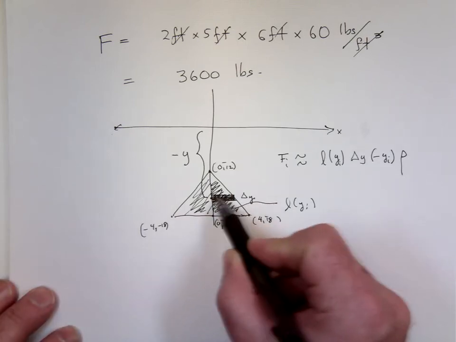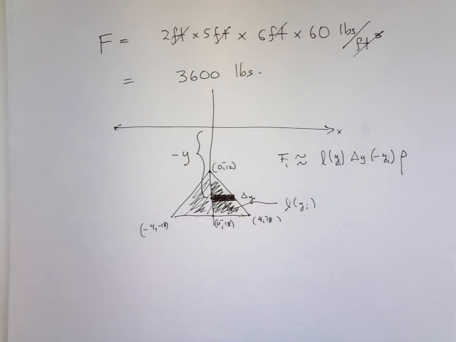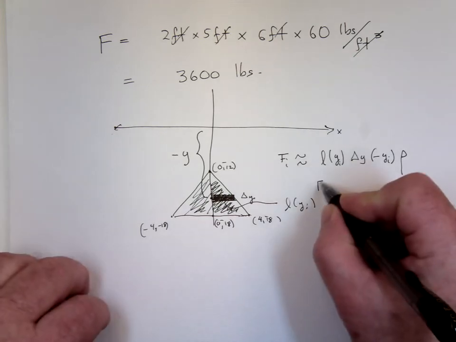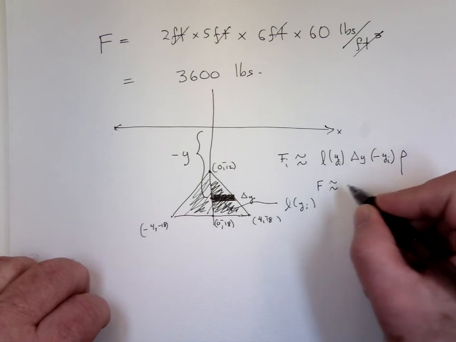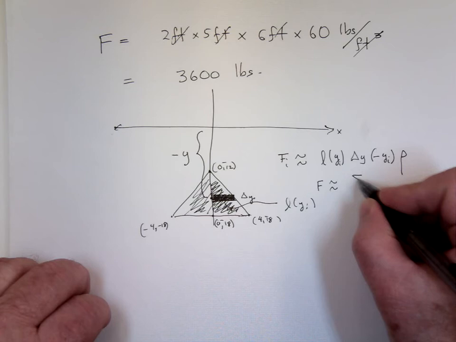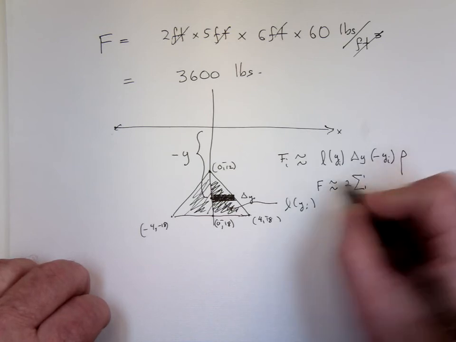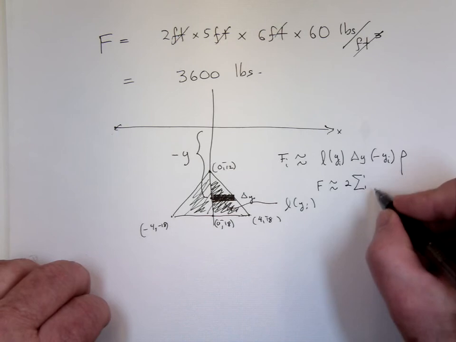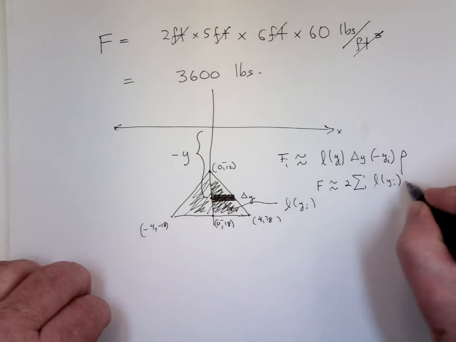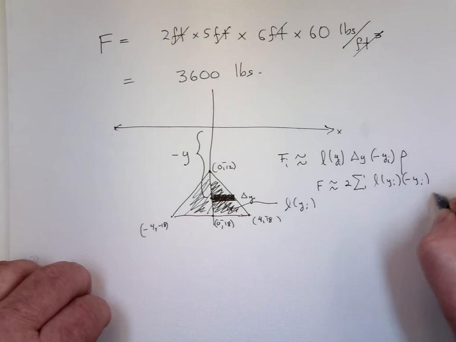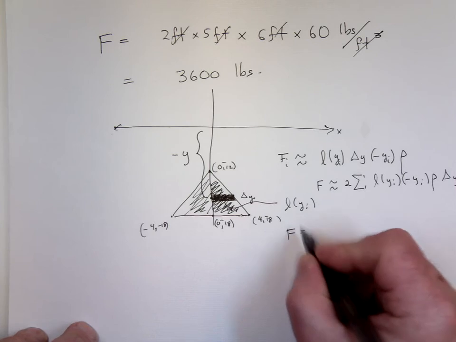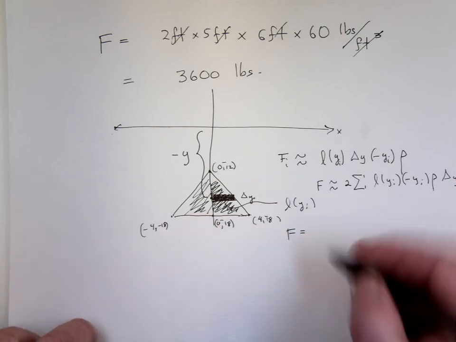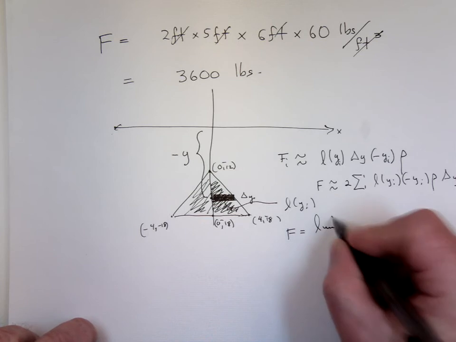Okay, you ready? The force is approximately the sum of all these. I'm going to multiply by 2, since I've done one triangle and I need 2: 2 times L of y sub i, times the opposite of y sub i, times rho, times delta y. The exact force on this triangular door is going to be the limit, as n goes to infinity, of 2 times the sum of all these forces.